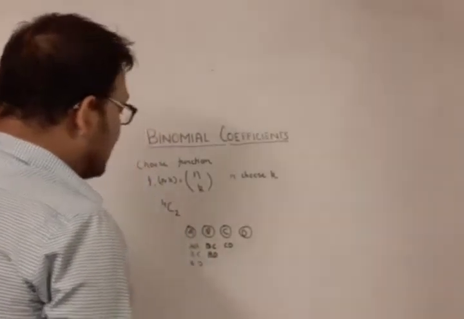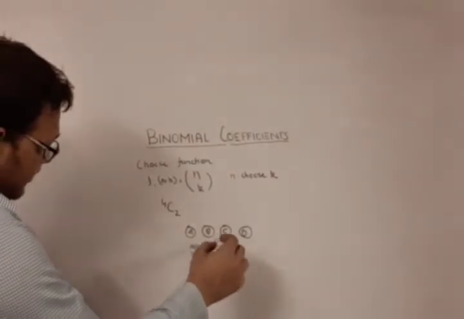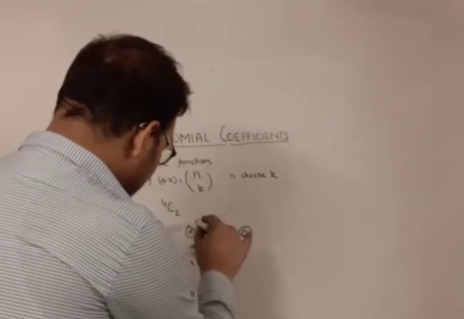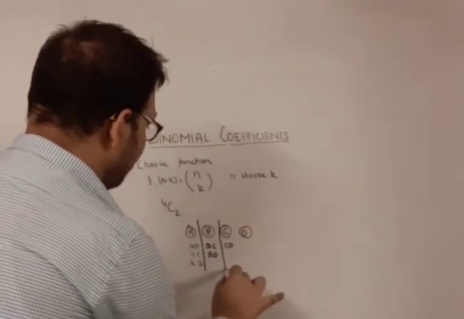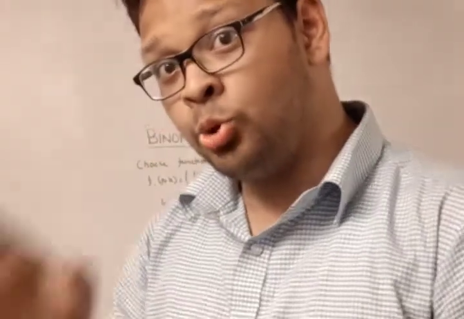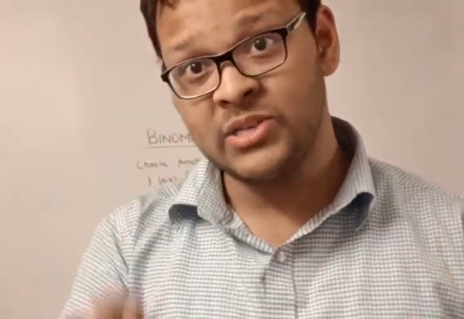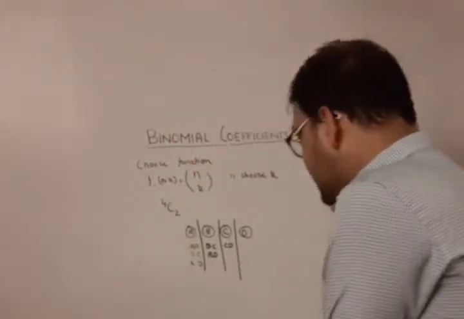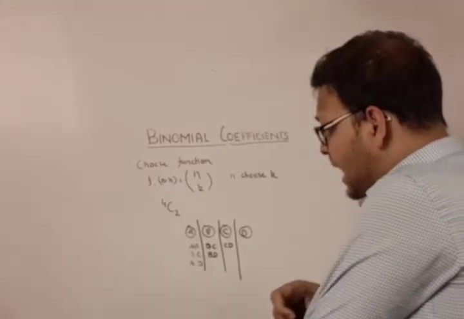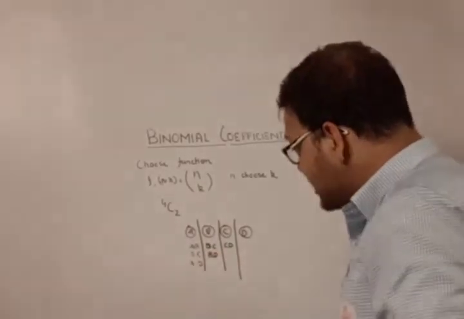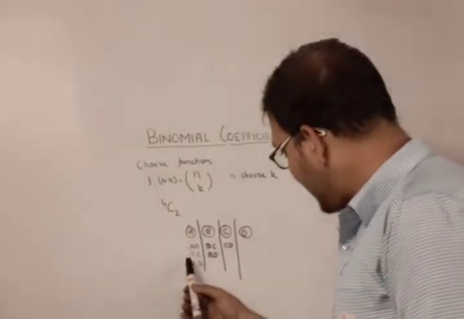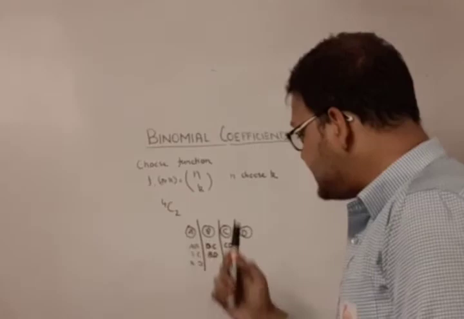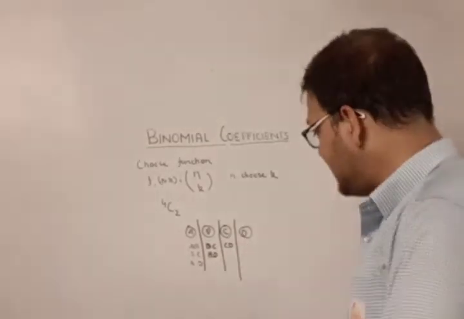And how many ways can I do it? Just count it: 1, 2, 3, 4, 5 and 6. If you want, you can pause the video and understand it. So in the choose function, we are choosing 2 objects from 4 objects, finding in how many ways we can choose 2 objects from a set of 4. AB is a way, AC is a way, AD is a way, BC is a way, BD is a way and CD is another way.